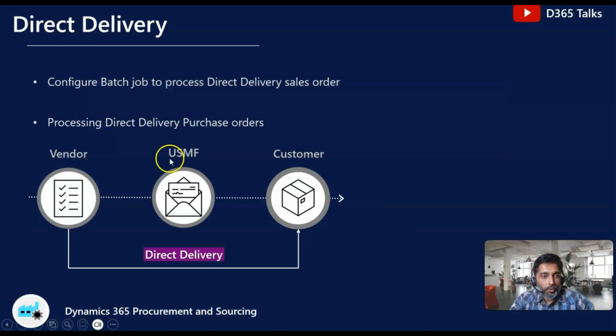And then the next topic is, how do we configure a batch job to process these direct delivery sales orders? Beyond a point in time, let's say you have a regular process of getting these materials from the vendor every month or every quarter, and you want to configure a batch job so that the regular direct delivery purchase orders go to the vendor, so the customer is always getting the material every first of the month, every 30th of every month. If you have any process like that, then you can better configure a batch job.